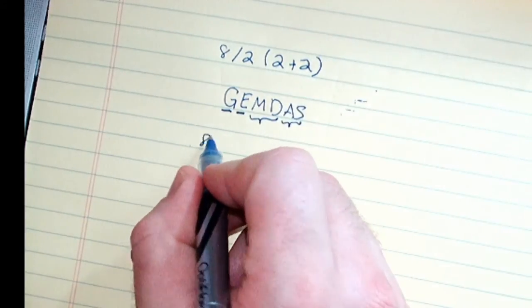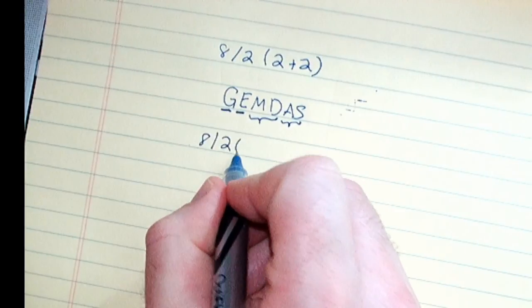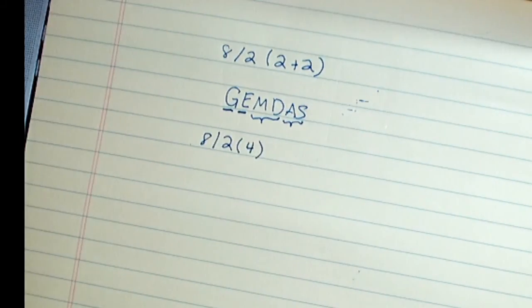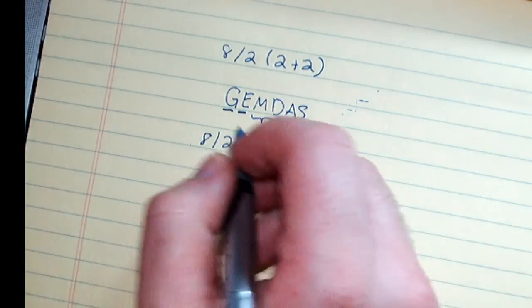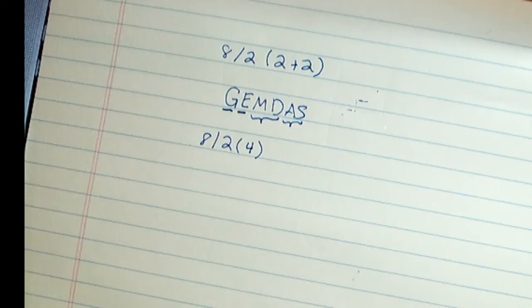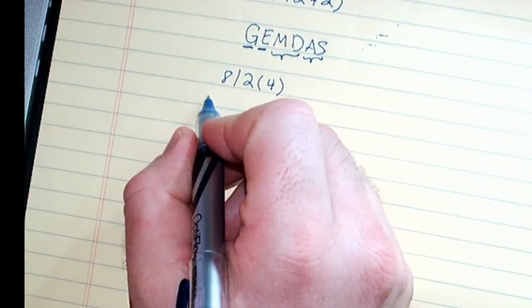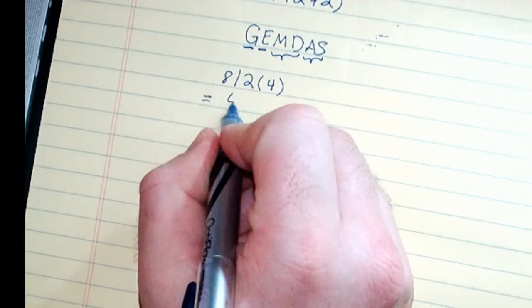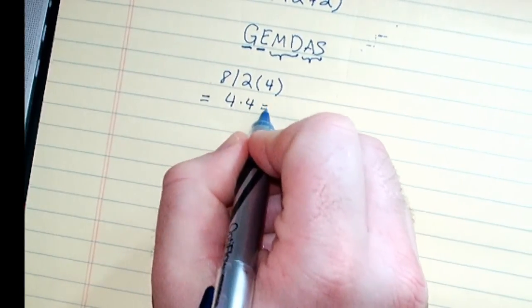So that's 8 divided by 2 times 4. Now remember, there's no difference between multiplication by adjacency and multiplication with a multiplication symbol. According to algebra, those are just both multiplication. So now, all we have left are multiplication and division. Since those are at the same level of priority, we proceed from left to right across the problem. So this becomes 8 divided by 2 is 4, times 4, which is 16.